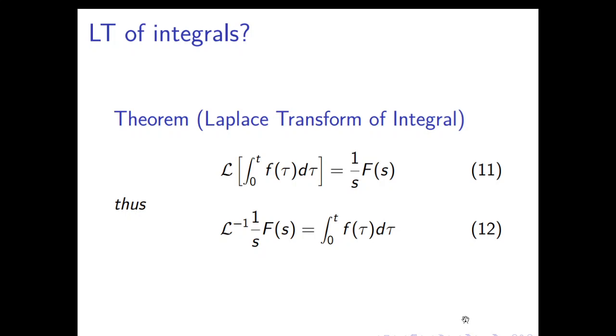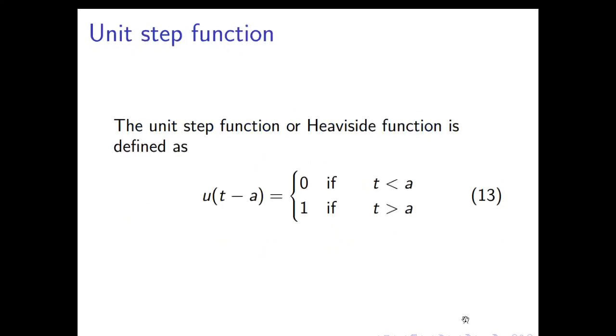This is also useful, and now we define an interesting concept of unit step function or Heaviside function, which is defined as u of t minus a is equal to 0 if t is less than a and is equal to 1 if t is greater than a. So it's a simple function which makes a unit increment at the point a. Before a it is 0, after a it is equal to 1.